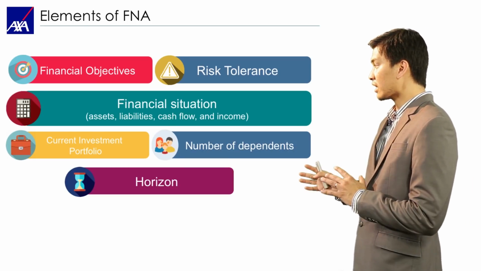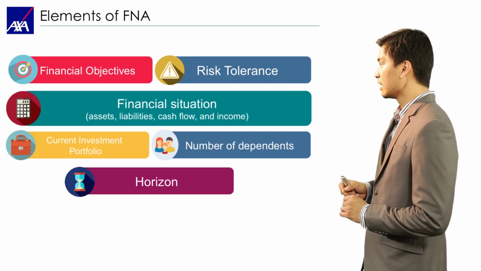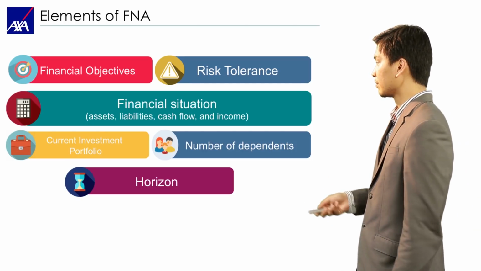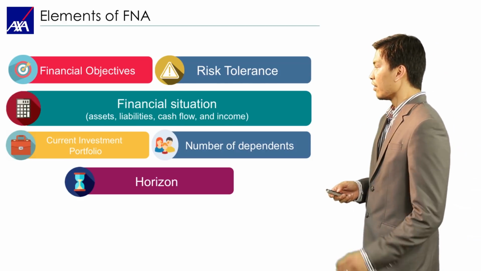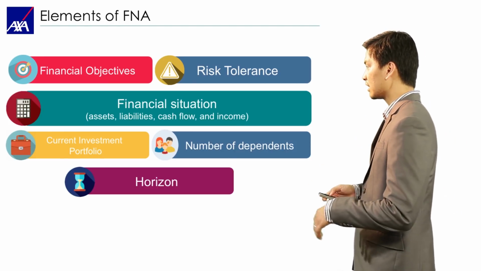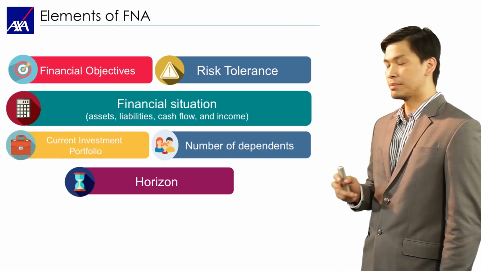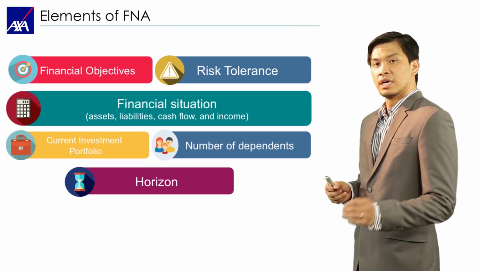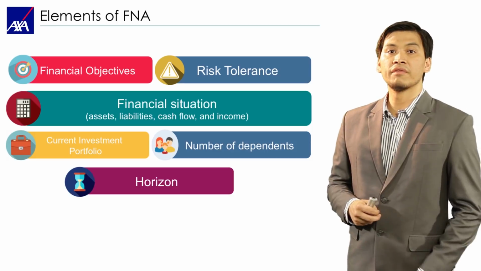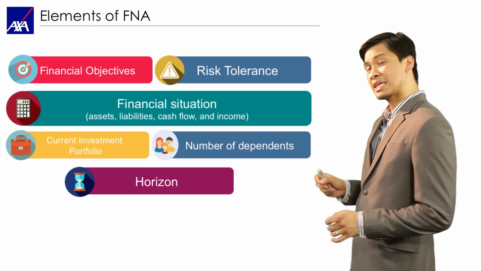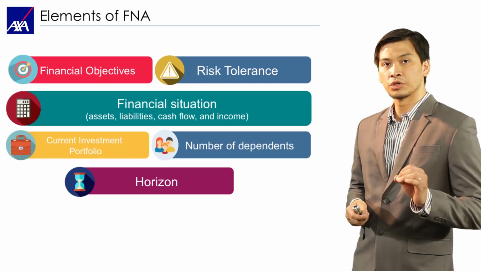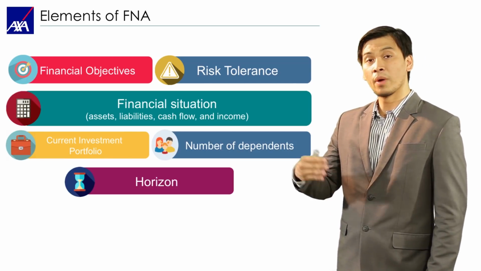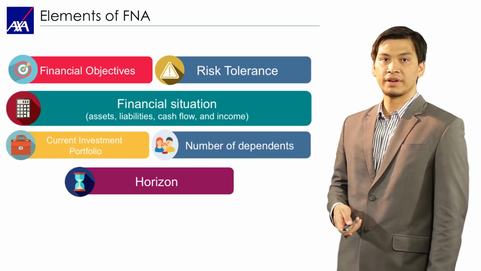So when we look at FNA, there are different elements to it. First, there must be a clear financial objective. There must be a clear level of risk that the client is willing to take. The financial situation, assets, liabilities, cash flow, and income of the client must also be clear. There should also be a clear laying down of the current investment portfolio or current financial portfolio of the client. It should also be clear how many dependents this client has. And lastly, there should be a clear time horizon to when the client wants to achieve this financial goal.